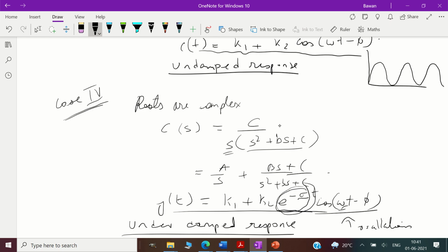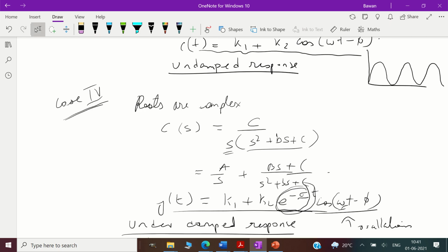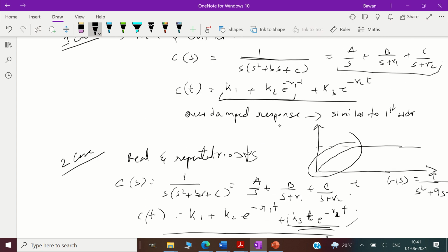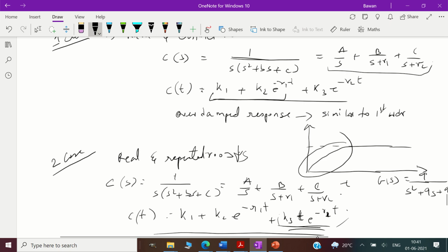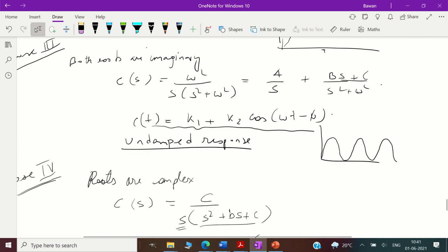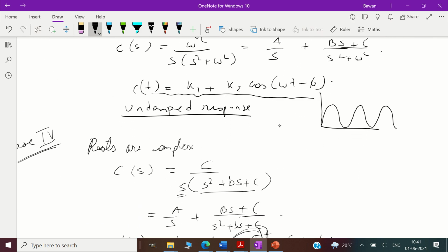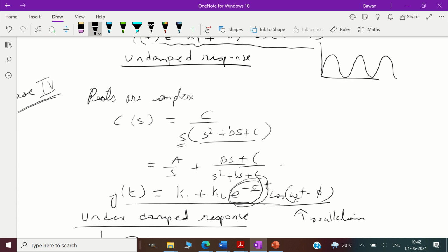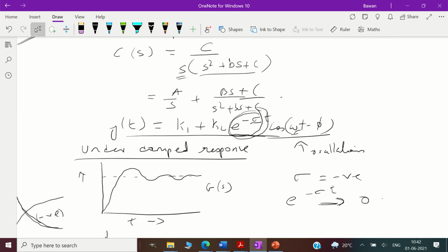Just like in the upper case, where k3 was being multiplied by t, in a similar way in this other case, your second term here will be multiplied with the exponential term, and that will give a response which looks something like this, known as the underdamped response. This is the underdamped response that I've shown.